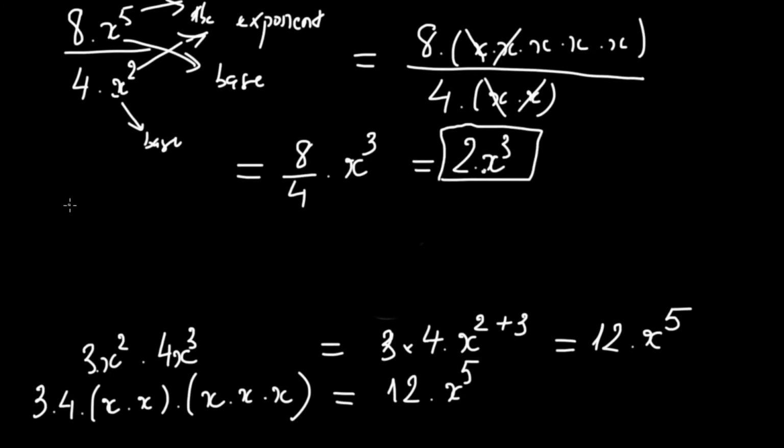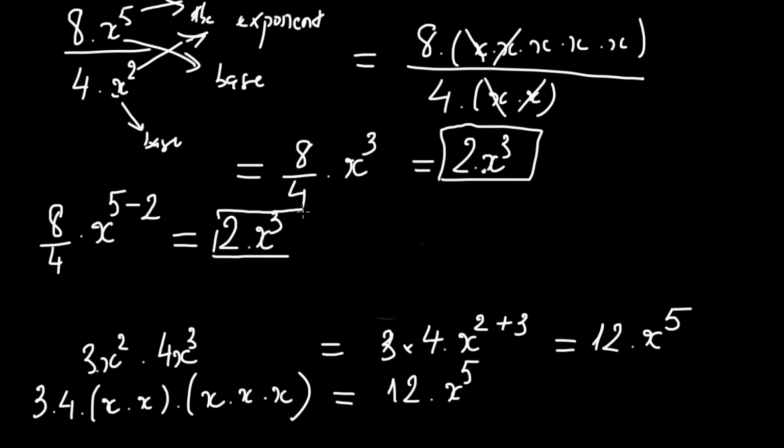Basically, when you divide two exponents together, first of all, you divide the coefficients together. As a second step, you write down the base. And the next step, you subtract the exponent of the bottom from the top. So we have 8 over 4 is 2. And x raised to the 5 minus 2 is x to the third. And that's how we deal with the division.